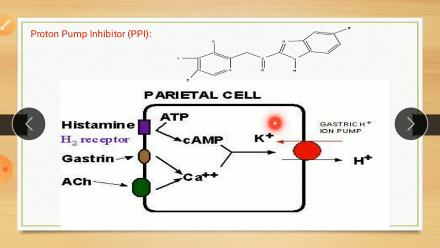The normal function of this pump is to secrete H plus ion and to reabsorb potassium. So when this drug inhibits this pump, there is less secretion of H plus ion. Therefore these drugs have anti-ulcer action and are used in the treatment of acidity. So this is the mechanism of action. These drugs simply inhibit this hydrogen potassium pump. Therefore there is less secretion of acid in the stomach.